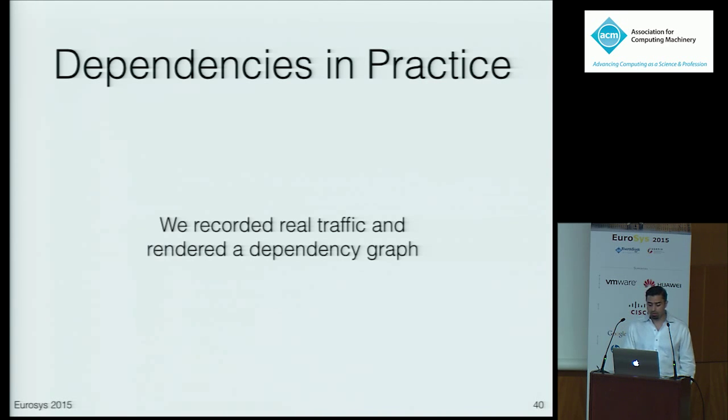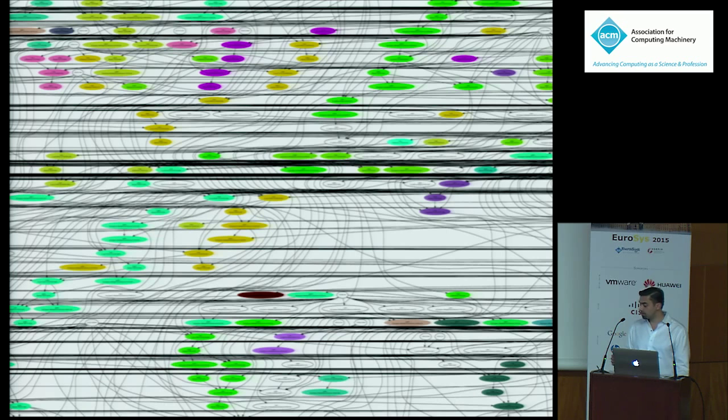We were also interested in looking at what the dependencies would look like in practice. So we instrumented the production application to render a dependency graph. This is how it looks. It looks like a hot mess. Each node represents a database update, with edges as dependencies.